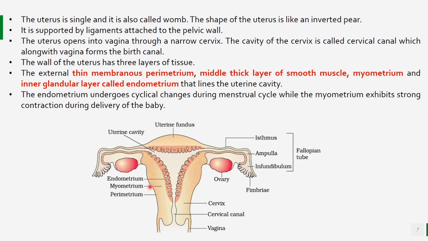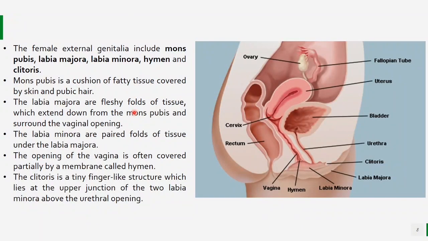The wall of the uterus has three layers: the external thin membranous perimetrium, the middle thick layer of smooth muscles known as myometrium, and the inner glandular layer known as endometrium, which also lines the uterine cavity. The endometrium undergoes cyclical changes during the menstrual cycle, while the myometrium, the middle layer, exhibits strong contractions during delivery of the baby.